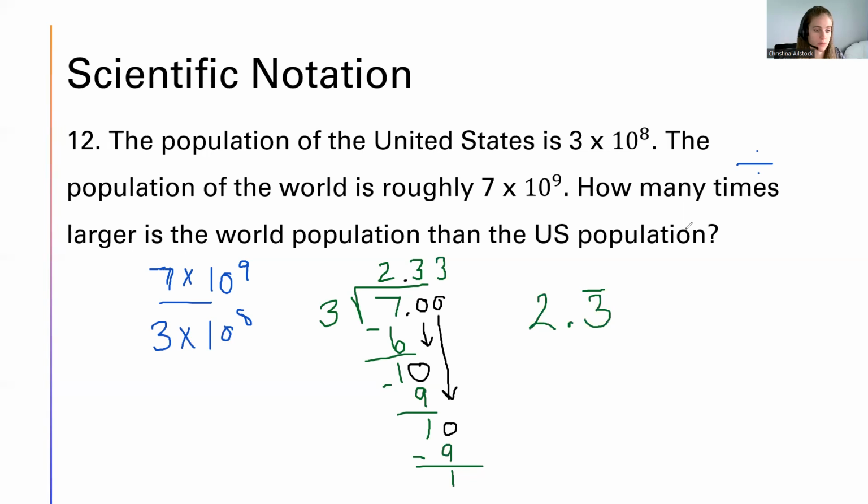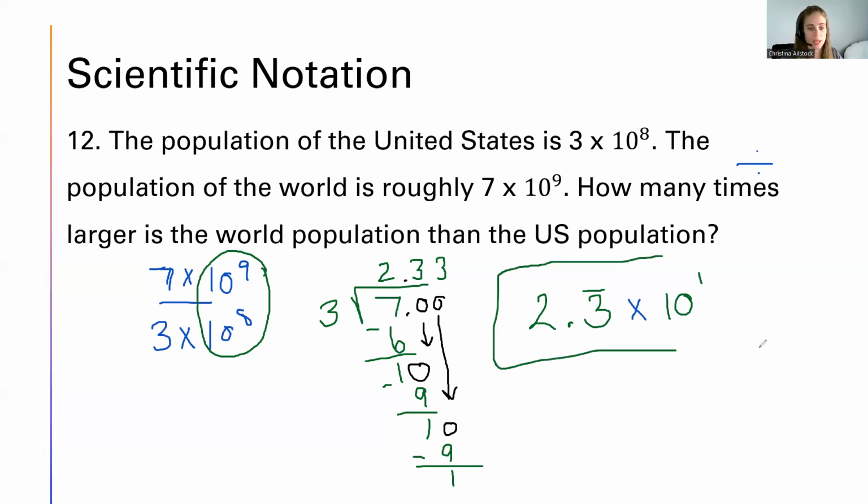For the rest of our scientific notation portion, remember we follow our rules of exponents. So we have 10 to the 9th being divided by 10 to the 8th. Subtract our exponents, and we have 10 to the 1st power. Therefore, the world population is approximately 2 3/10 times 10 to the 1st power greater than the US population.